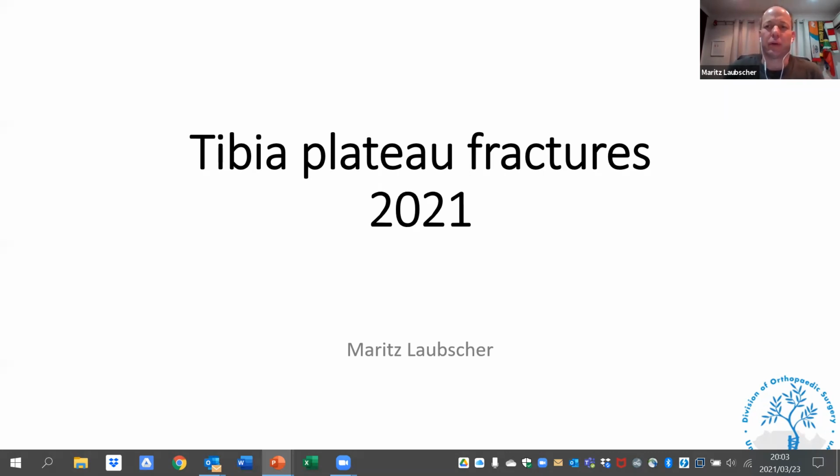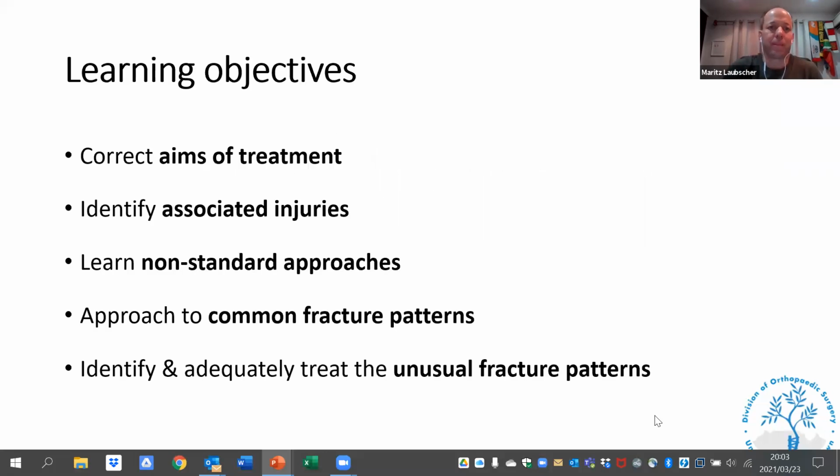And then secondly, we look a little bit at the controversy in the management of tibia shaft fractures, because the basics is probably below your level. So we will try to look at the correct aims of treatment when it comes to tibial plateau fractures, how to identify associated injuries and which ones need treatment, and to learn some of the non-standard approaches, to have an approach to the common fracture patterns, and to identify and adequately treat the unusual fracture patterns.